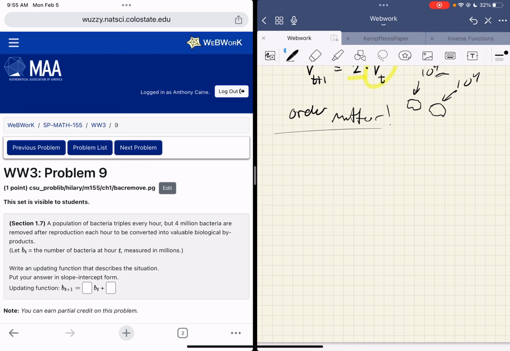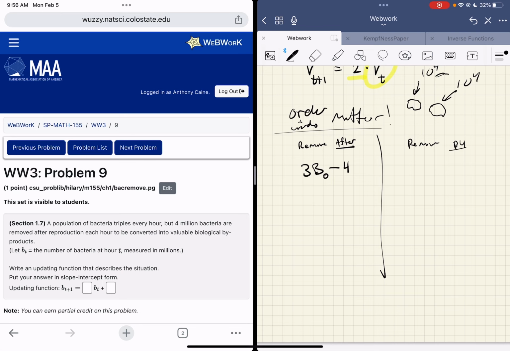So the population of bacteria triples every hour, but 4 million bacteria are removed after reproduction. All right, so I start with some amount. So I start with the amount at time 0. An hour goes by, and they tripled. Sweet. And then that instant, right after they tripled, so after reproduction, I remove 4 million. Okay? So this is remove after. Okay? Words matter. Order matters, and words matter.